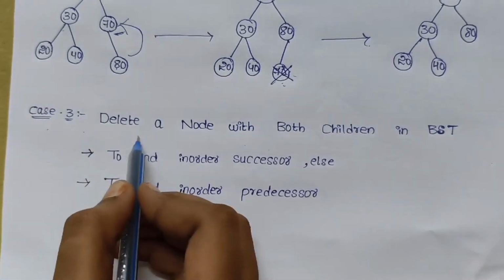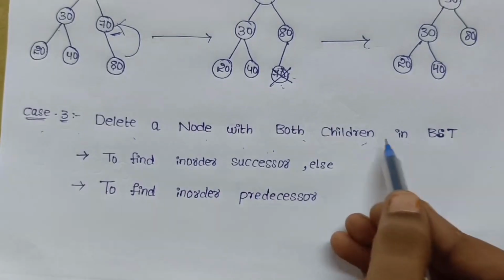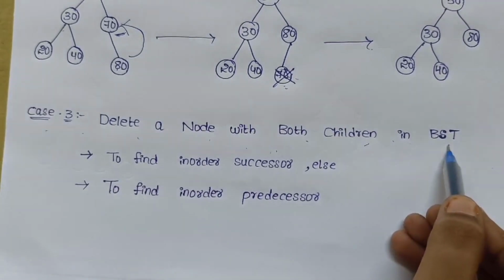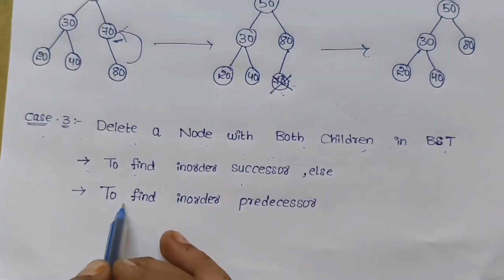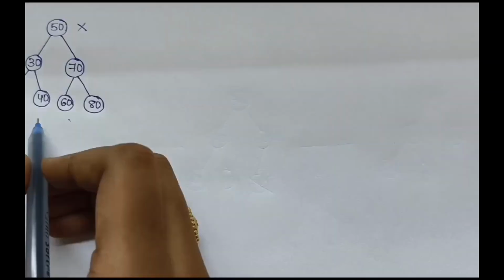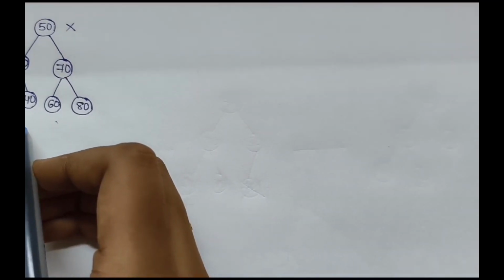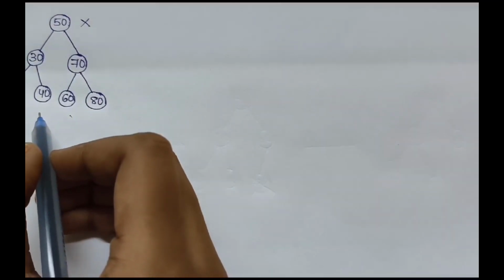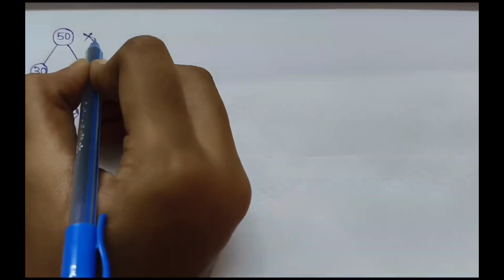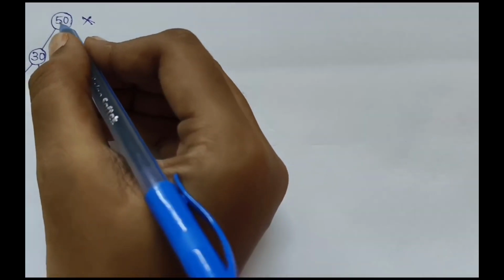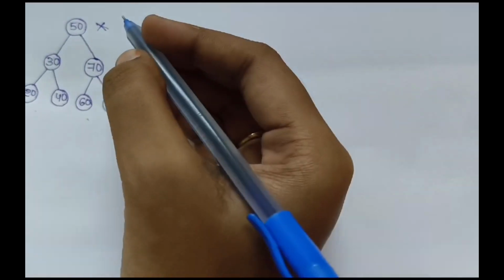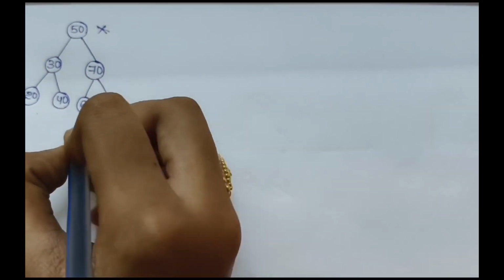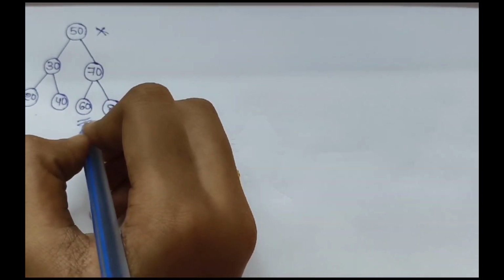Case 3. Delete a node with both children in binary search tree. Here we have to consider to find inorder successor or inorder predecessor. Example for delete a node with both children in binary search tree. Here we have to delete 50. So we have to check inorder predecessor or inorder successor. Here I consider 60 as inorder successor.